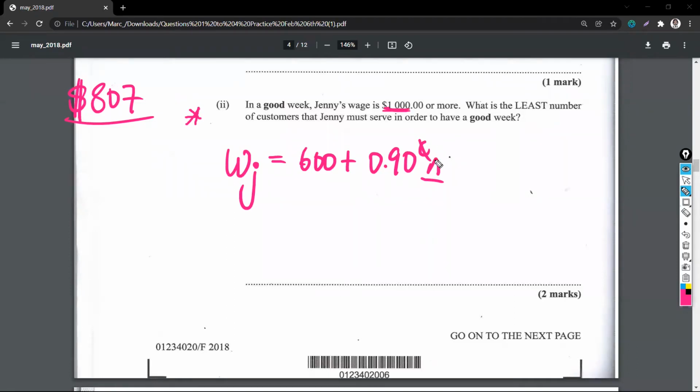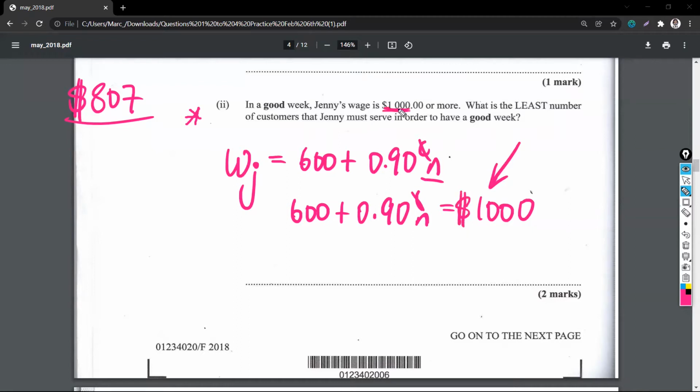So how are we gonna calculate this now? It's kind of easy, guys. It's really a making-the-subject-of-the-formula question. You're going to say 600 plus 90 cents times the number of customers is equal to 1,000. This is what you need to do. Because remember, you need to be at 1,000 or more. So we need to check how many customers would give her $1,000 for the week.